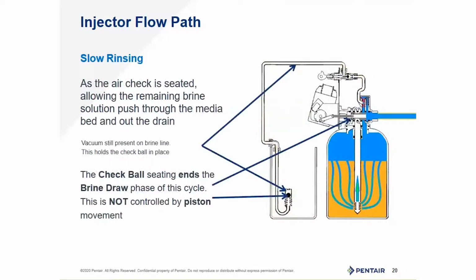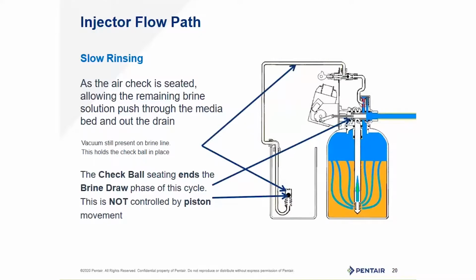Now, the air check in the check valve, in the brine safety valve in the brine tank, is what controls the switch from brine draw to slow rinse. There is no change in piston position on the valve itself or in the brine valve. The change happens here when the brine level goes below the intake of the safety valve. This ball seals, and then you get nothing but water going through at the injector's flow rate without brine.